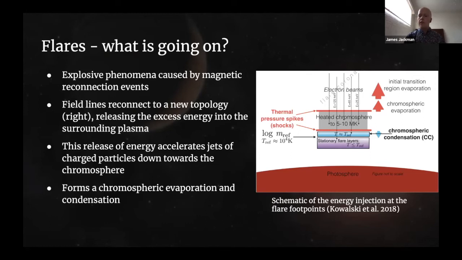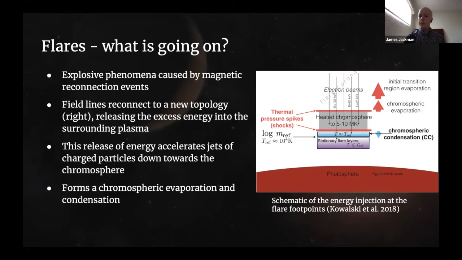And it's been suggested that it's the heating from this chromospheric condensation that may be responsible for the heating of the photosphere and then the emission of the bulk of optical and UV irradiation, by heating the photosphere to a temperature of about 10,000 Kelvin.